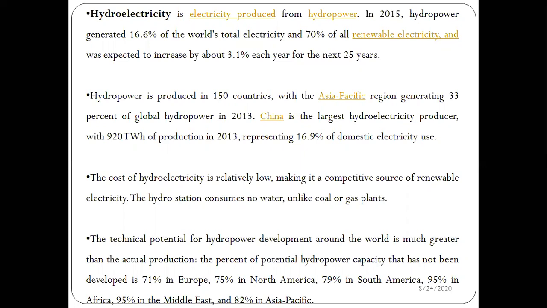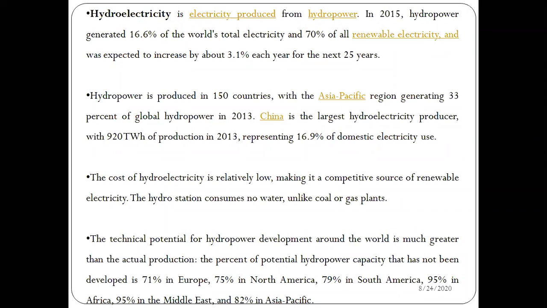Hydro energy or hydropower is produced in 115 countries, with the Asia Pacific region generating 33% of global hydropower in 2013. China is the largest hydroelectricity producer with 920 terawatts of electricity production in 2013, representing 16.9% of domestic electricity use. So again, you can say that China is the country with the largest hydroelectricity production.